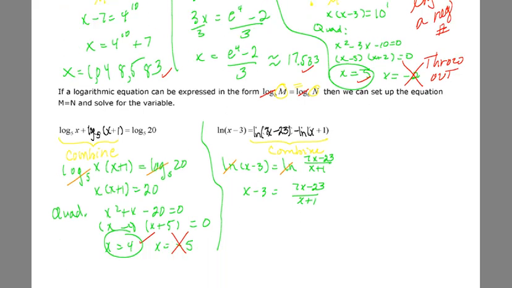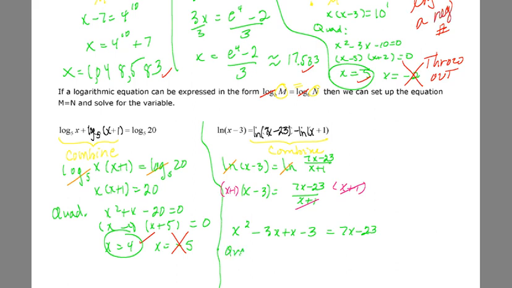Now this is going to test our algebra skills. It's been a while since we've solved an equation like this. If you recall, to get rid of the x plus 1 in the denominator, we're going to need to multiply both sides by x plus 1. That's going to cancel out the x plus 1's, and on the left-hand side, we'll need to multiply that out to get an x squared minus 3x plus x minus 3, and that's equal to 7x minus 23. I just used the FOIL method to multiply that out. x times x, x times negative 3, 1 times x, 1 times negative 3.